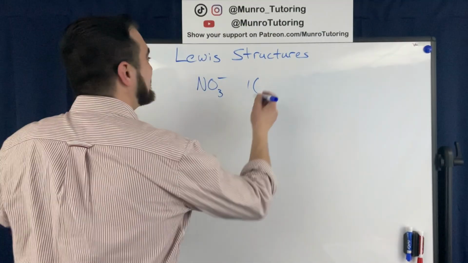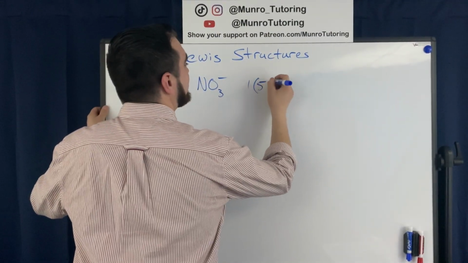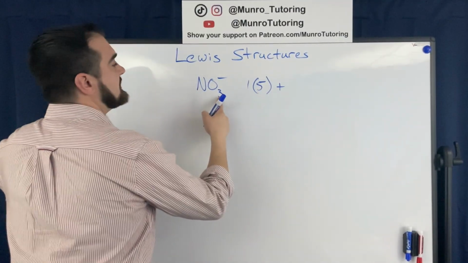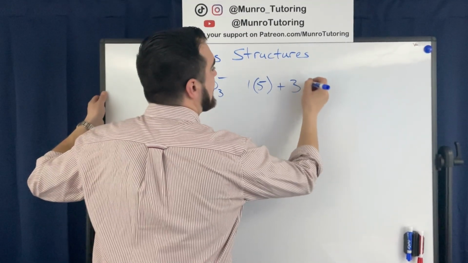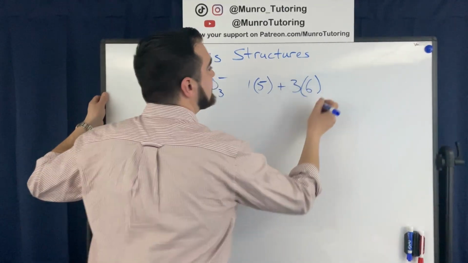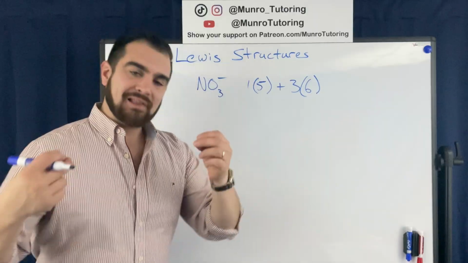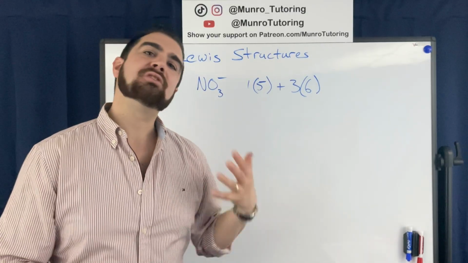All right, so we have 1 times the 5 valence electrons in nitrogen, plus there's 3 oxygens, so that's 3. Oxygen is in group 6, so it's times 6. But then we have a negative charge here. Now, remember, electrons are negative. They have a -1 charge.